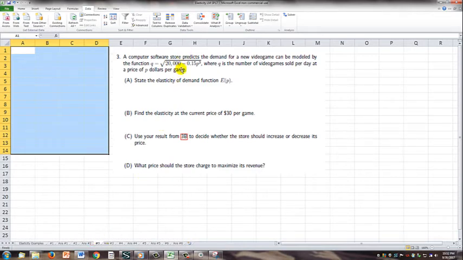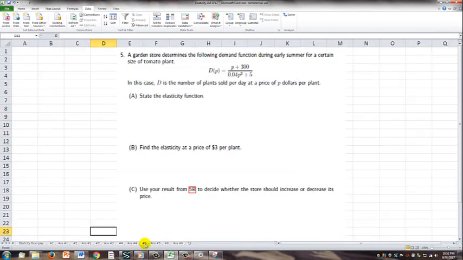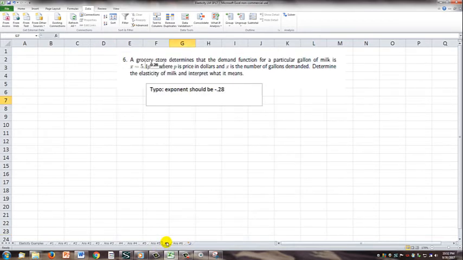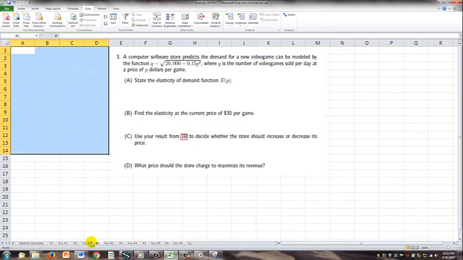This is a square root function. This is a polynomial quadratic. So there's a lot of things. This one you would use the quotient rule. So try your hand at coming up with, this one's talking about plants. Number 6 is talking about a gallon of milk. Number 4 is talking about barrels of oil, so forth and so on. So create an elasticity word problem and type it into the discussion board and make sure that you found your answer and that the answers are reasonable. Don't post the answer though.